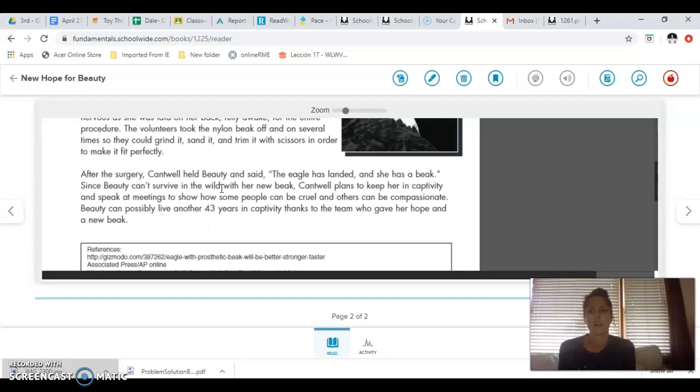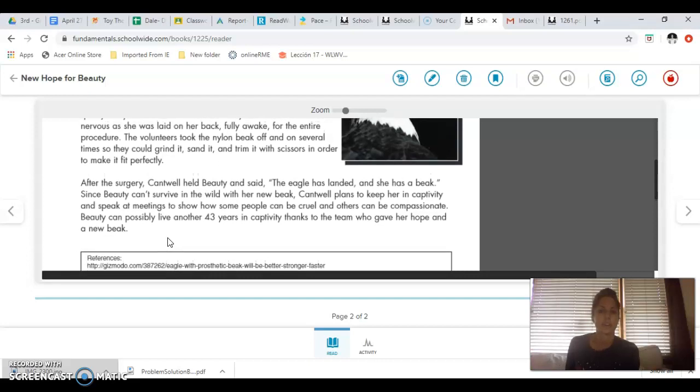After the surgery, Cantwell held Beauty and said, "The eagle has landed and she has a beak." Since Beauty can't survive in the wild with her new beak, Cantwell plans to keep her in captivity and speak at meetings to show how some people can be cruel and others can be compassionate. Be thinking what cruel and compassionate mean, and which of these people in this true story were cruel and which ones were compassionate. Beauty can possibly live another 43 years in captivity thanks to the team who gave her hope and a new beak.